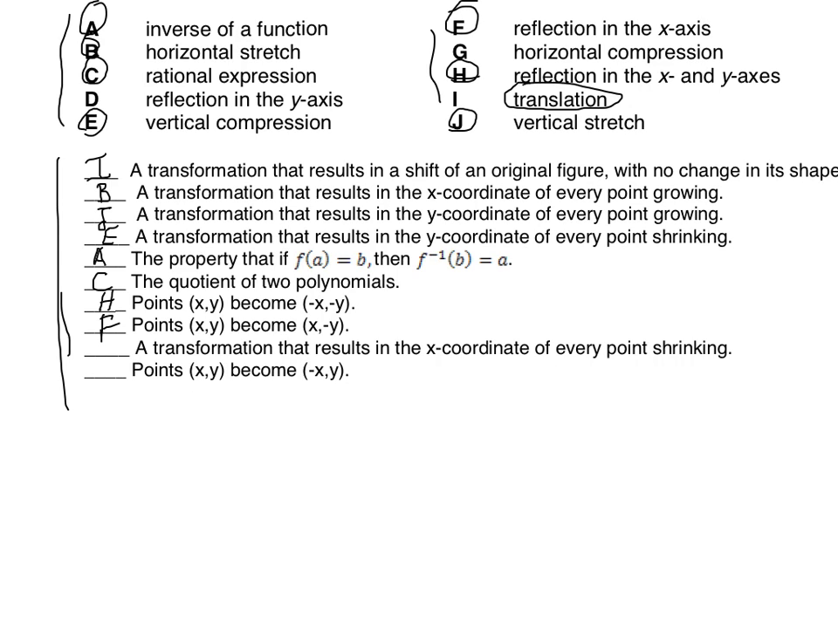The next one is a transformation that results in the x coordinate of every point shrinking. So this means a horizontal compression, and horizontal compression is G. And the last one, points x, y become negative x and y. This means that you're reflecting about the y-axis. So this is a reflection on the y-axis, which is going to be D.